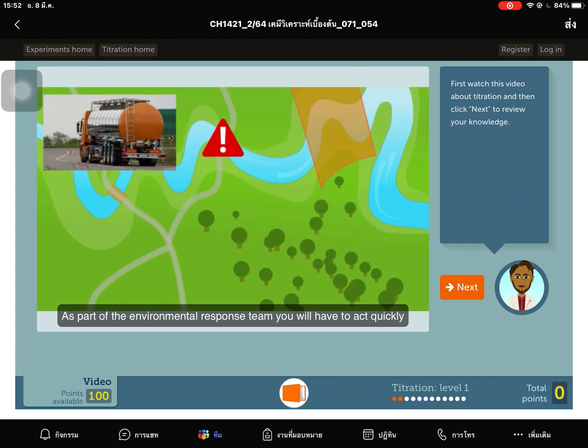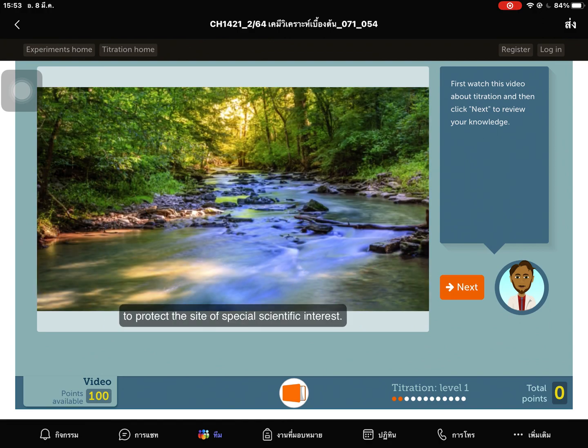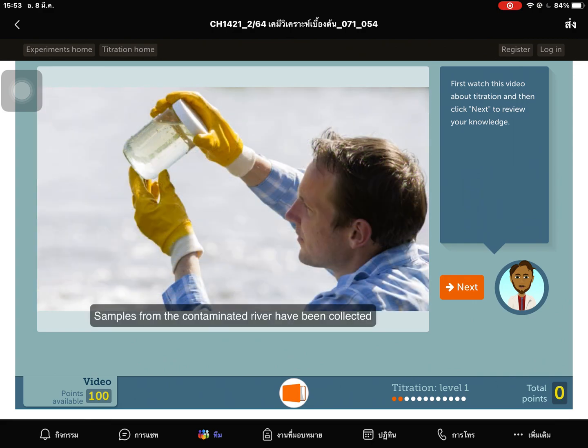As part of the environmental response team, you will have to act quickly to assess the environmental impact of the acid spill and advise on an appropriate response to protect the site of special scientific interest. Samples from the contaminated river have been collected and transported back to the laboratory ready for you to test.